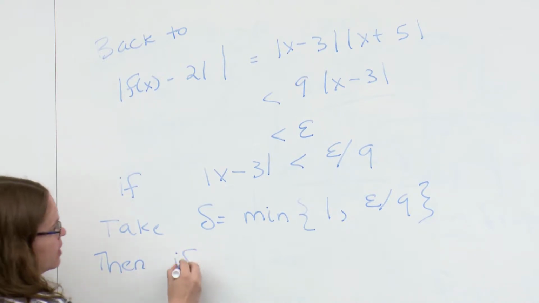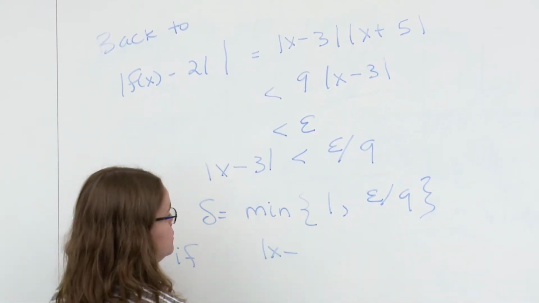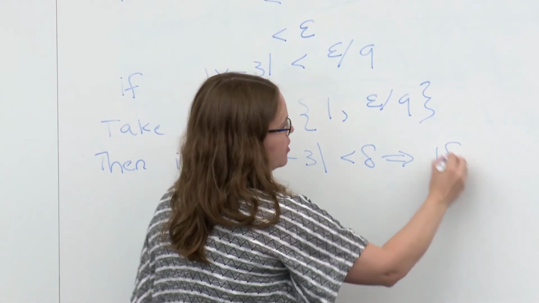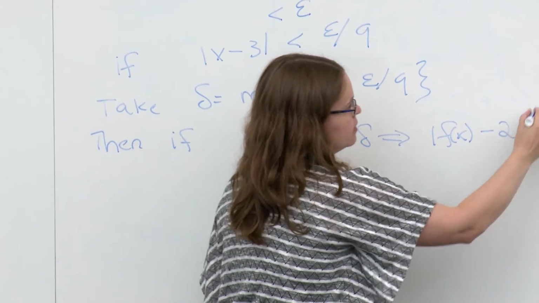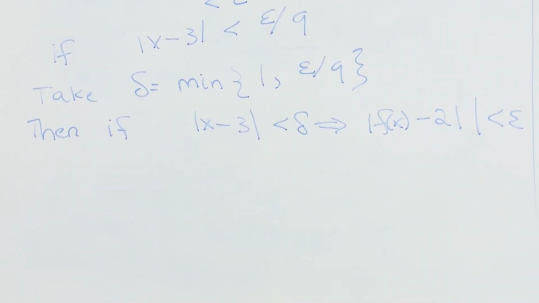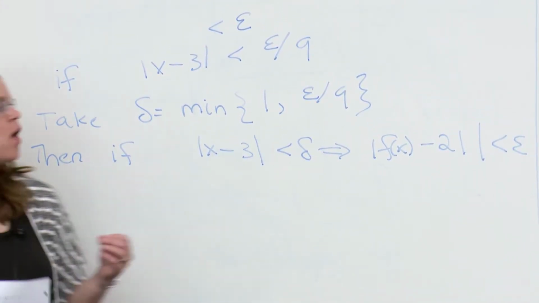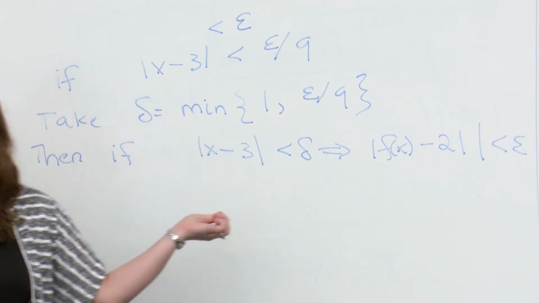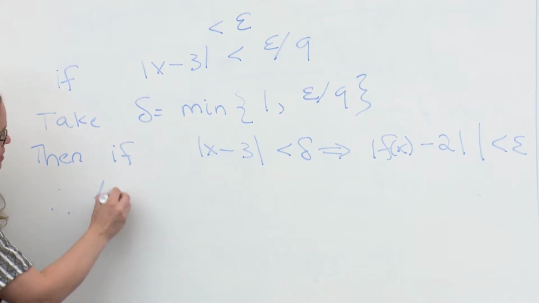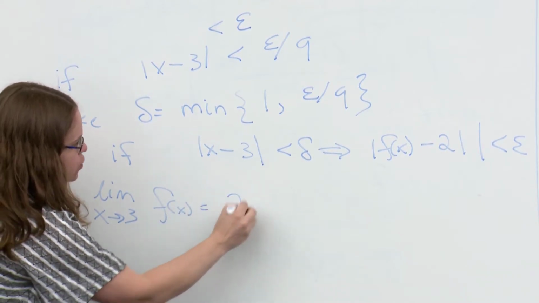Then if x minus x naught, here x minus 3, is less than this delta, we're guaranteed that f of x minus 21 is less than our epsilon. Okay, and again, once we've found our delta, we've identified our delta, then we're done. Then we can say, great, we've satisfied the definition of the limit. The limit as x approaches 3 of f of x is equal to 21.